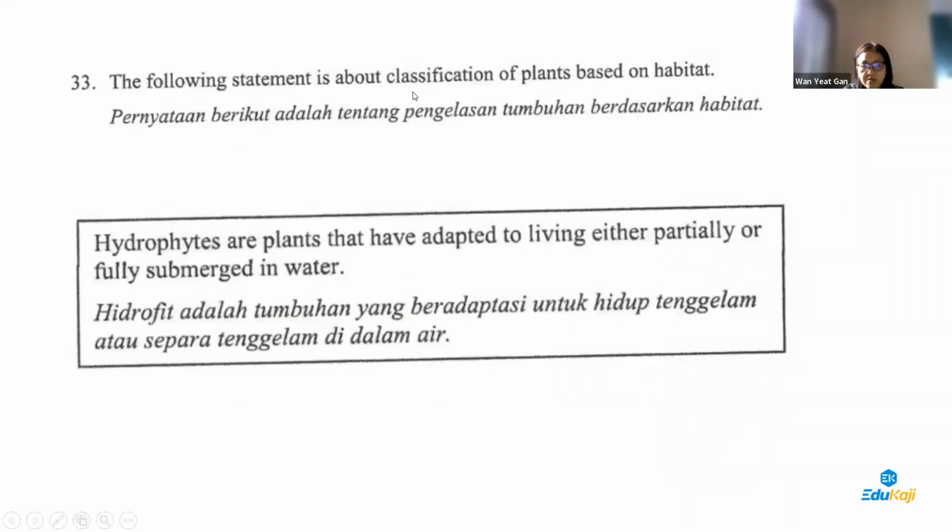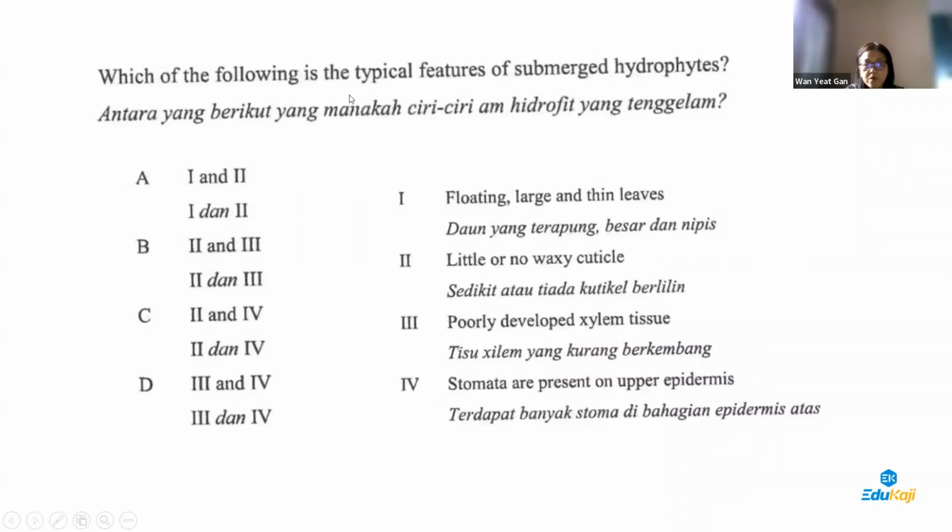The following statement is about classification of plants based on their habitat. Hydrophytes are plants that have adapted to living either partially or fully submerged in water. Which of the following is the typical feature of submerged hydrophytes? Now there are hydrophyte plants. Some live floating on the water, and some are fully submerged under the water.